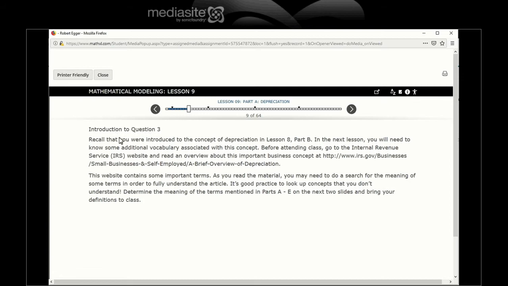Introduction to question 3. Recall that you were introduced to the concept of depreciation. In the next lesson, you will need to know some additional vocabulary. Before attending class, go to the Internal Revenue Service website and read an overview about important business concepts. Okay, so how do we get that? Let's just highlight, copy, and paste, and here's a hint: do not include that decimal point. That period is not part of the website address. So let's do a copy.